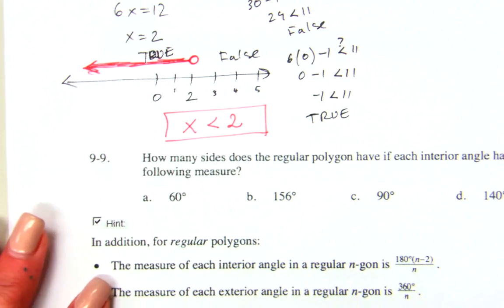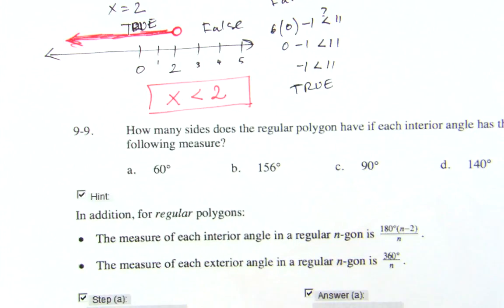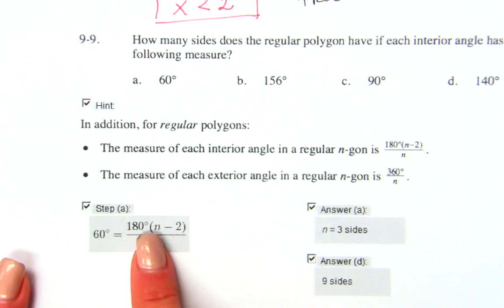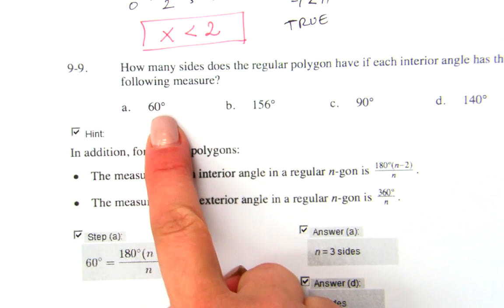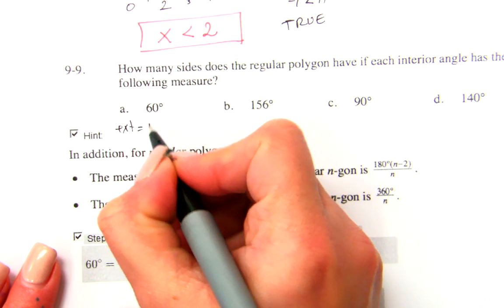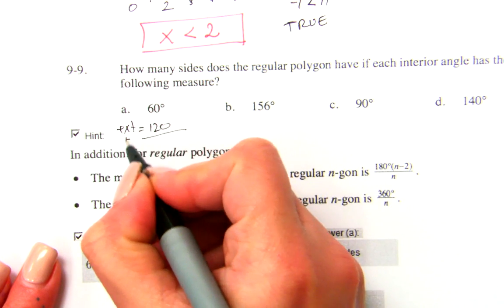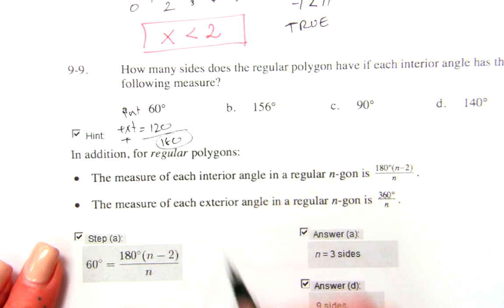Okay, next one, number 9. How many sides does the regular polygon have if the interior angle has the following measure? Okay, this is kind of the long way to do it because I think the book has this part to it. There's a shorter way. If the interior angle is 60, that means the exterior angle is equal to 120 because together, when you add them up, interior plus exterior has to equal 180, right?